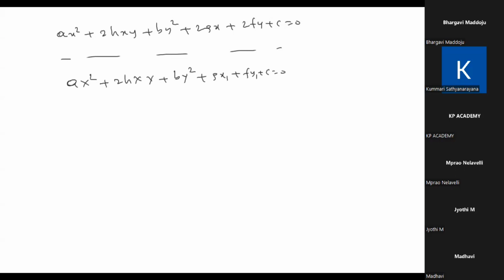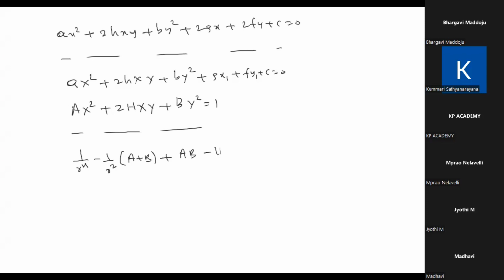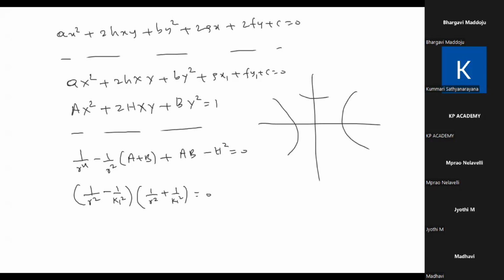Now this is capital Ax square plus capital By square equal to 1. This part is also the same. Now where the difference is here: you solve 1 by r power 4 minus (a plus b) into 1 by r square plus (ab minus h square) equals 0. Here you will get 1 by r square minus 1 by k1 square, and here you will get 1 by r square plus 1 by k2 square, because it does not touch the conjugate axis. That is why you get an imaginary value.